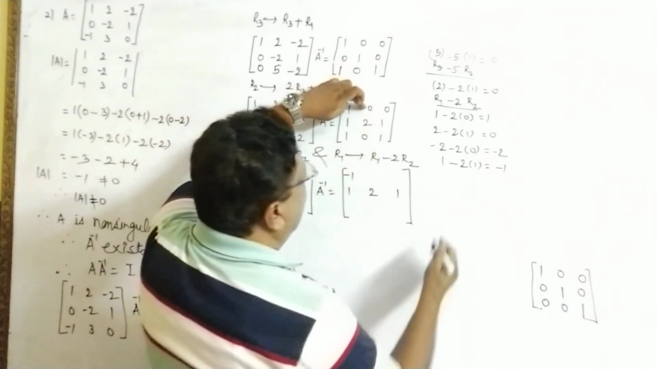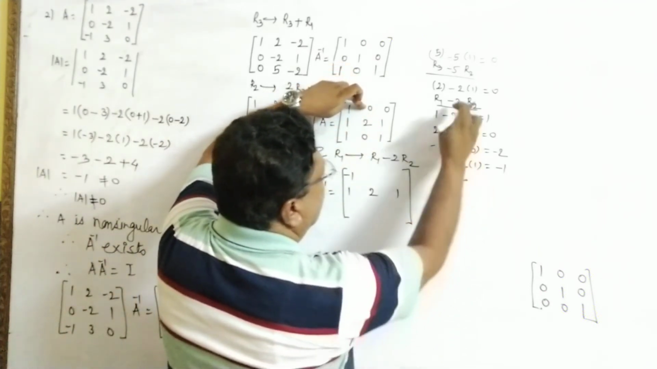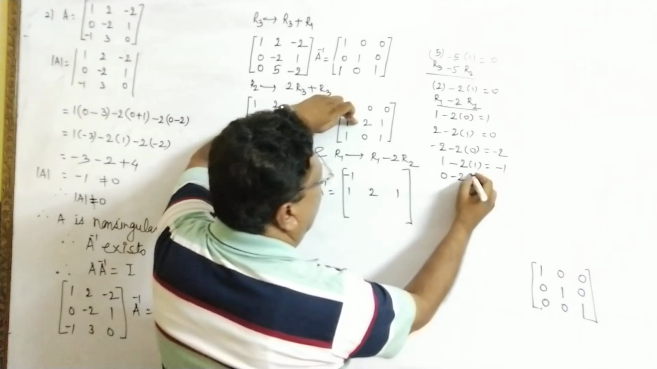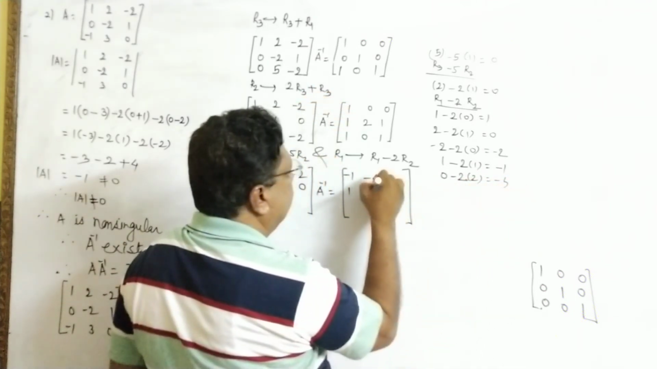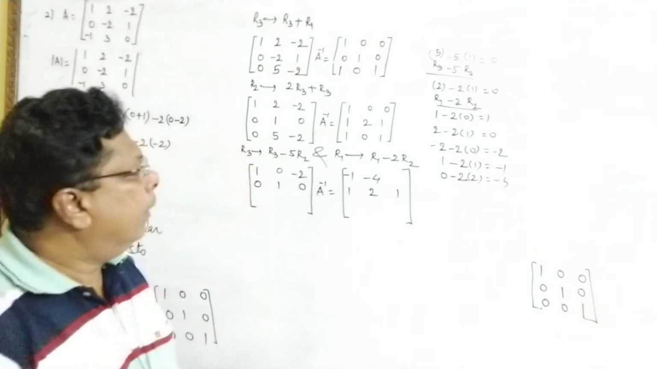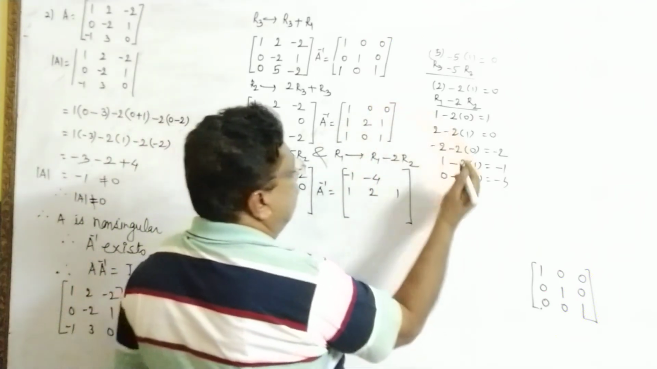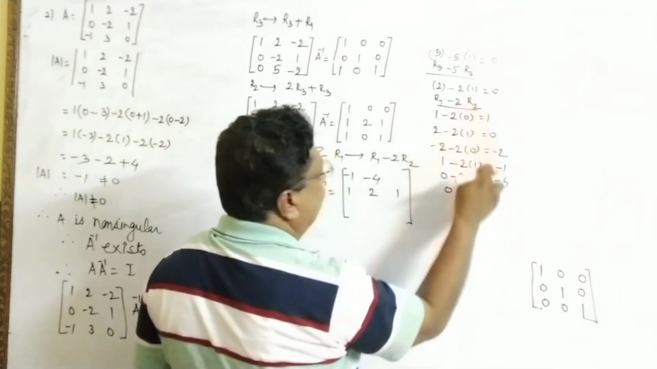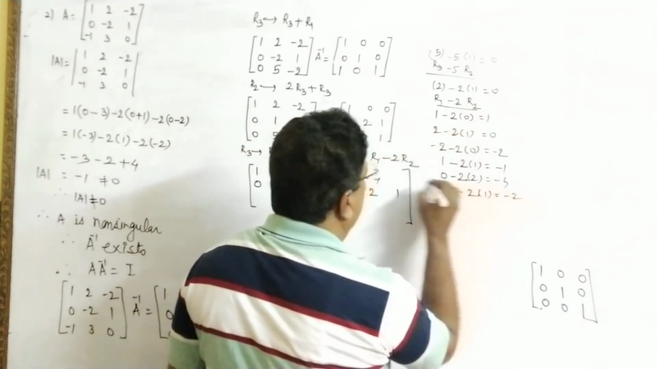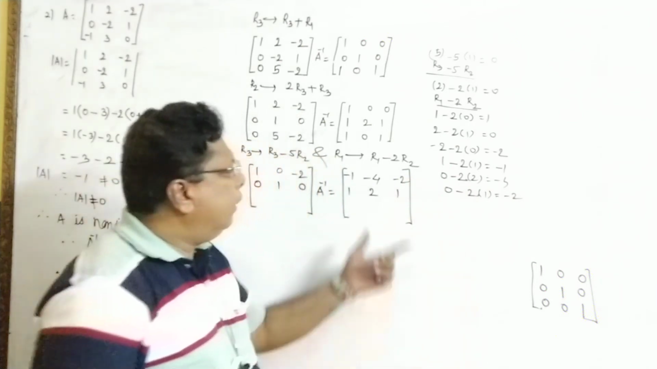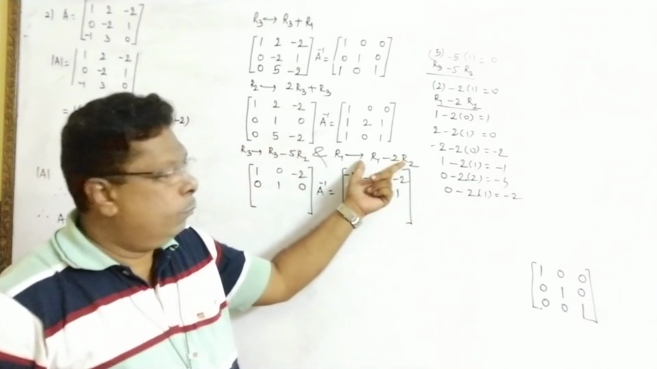Next element of R1 is 0, minus 2. This minus 2, R2 is 2. Minus 2 into 2 is minus 4. So this element is minus 4. Next element is 0, minus 2. R2 is 1. So this is minus 2. Okay, this operation is over now.